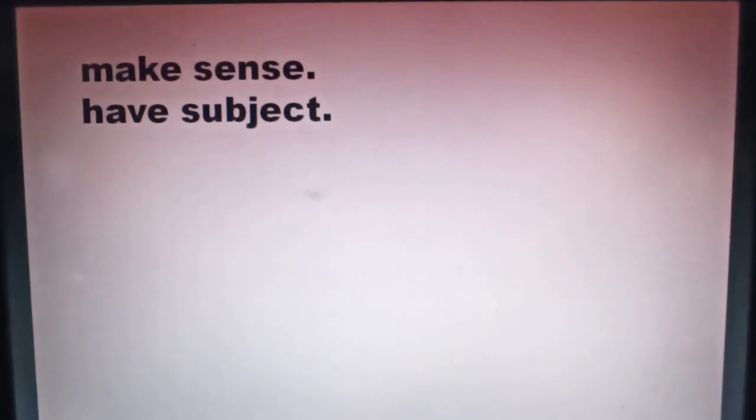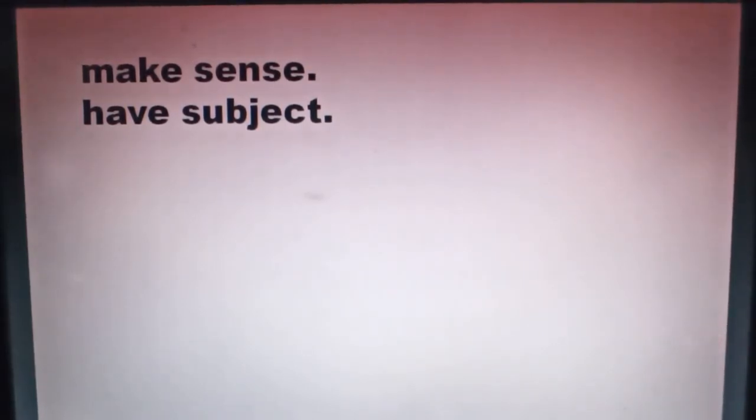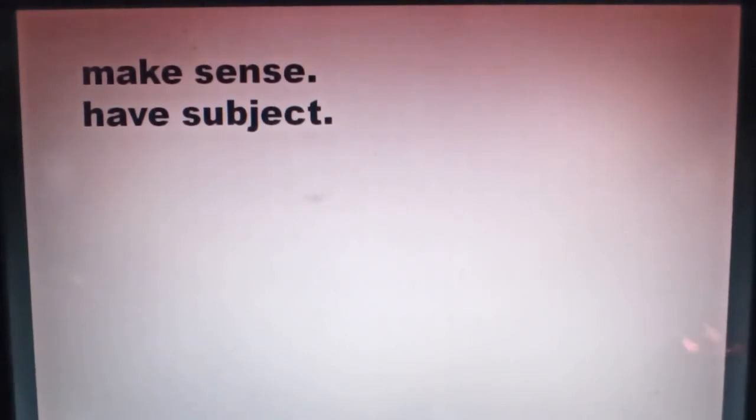A sentence makes sense. सेंटेंस का कोई अर्थ निकलना चाहिए. A sentence has a subject. As I have told you, while framing a sentence, there is a subject. I have given you the structure, that is subject plus verb or subject plus verb plus object. So a sentence must have a subject.